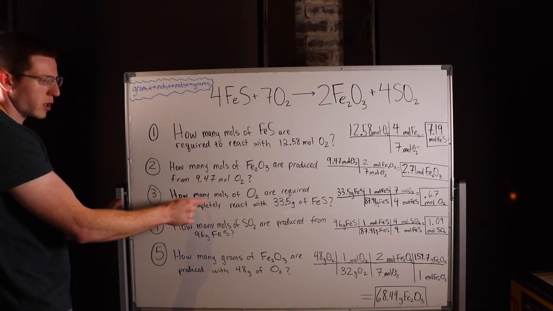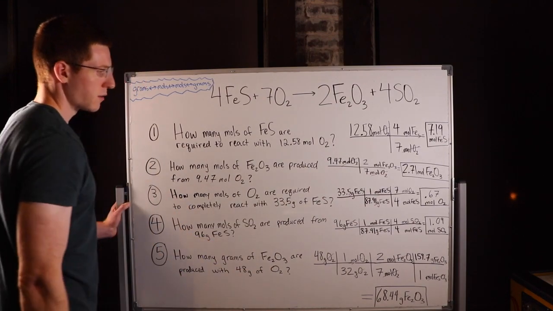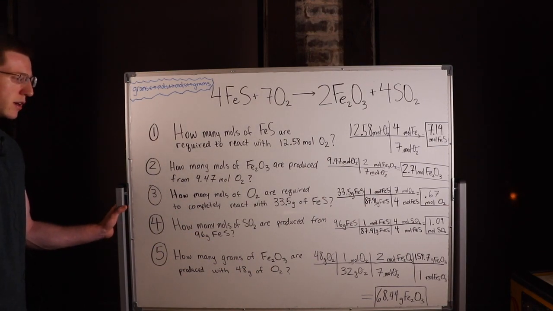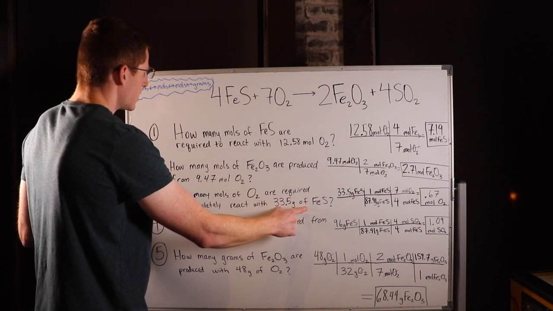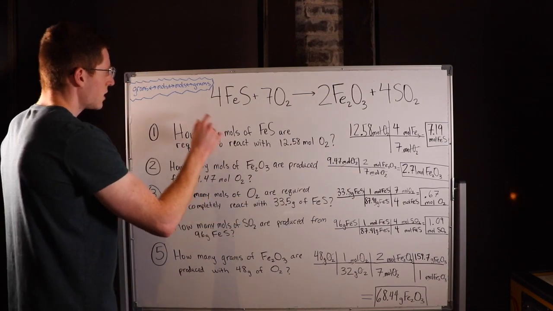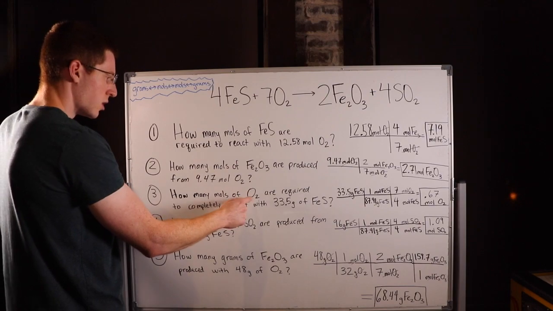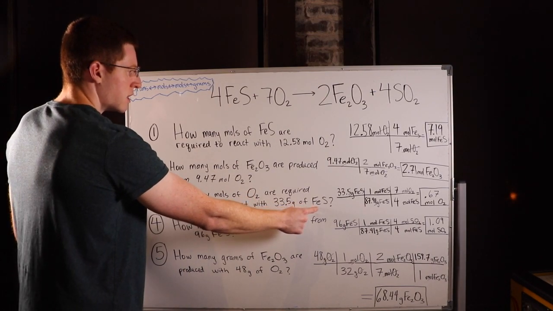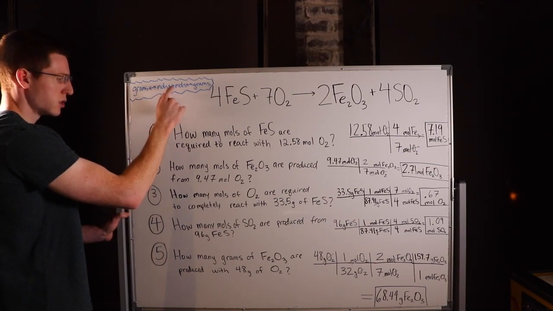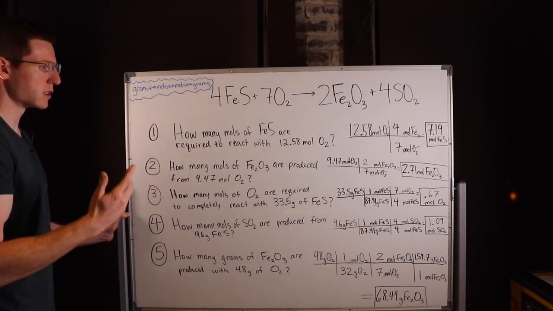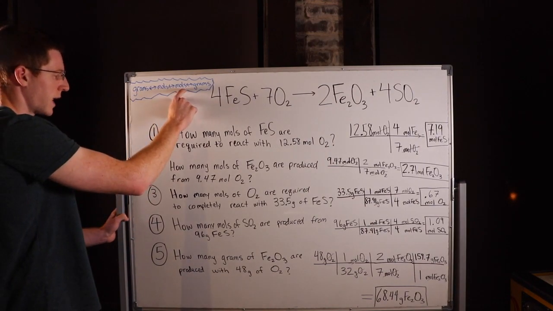Okay, how many moles of O2 are required to completely react with 33.5 grams of FeS? Okay, so here we're asked about moles, and then we're given information in grams. So here it could be a one-step problem if we're dealing with the same compound, but we're dealing with O2 and FeS. So what we're going to have to do here is go from grams to moles to moles. We're going to have to do the entire length of this directional path here.